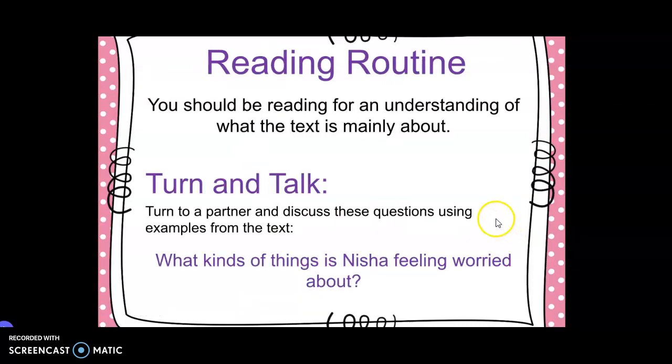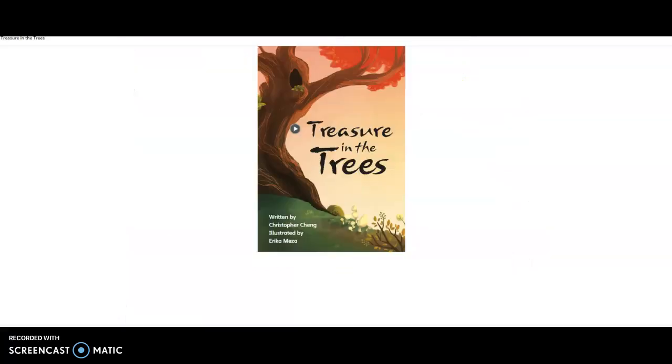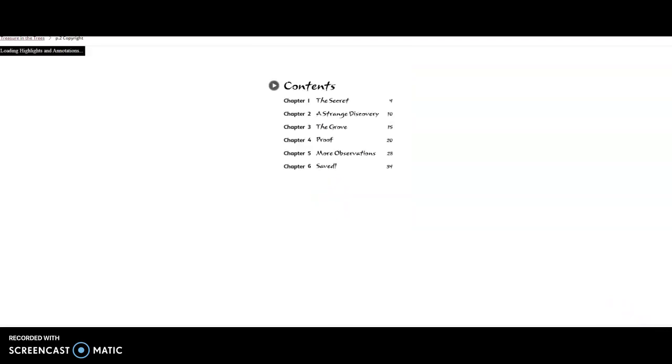Think about this question while you listen to the story. What kinds of things is Nisha feeling worried about? Nisha is the main character of the story we're going to read today. Listen for things that she is feeling worried about. Treasure in the Trees, written by Christopher Chang, illustrated by Erica Meza. This is a chapter book, so today we're going to read chapter 1, The Secret.